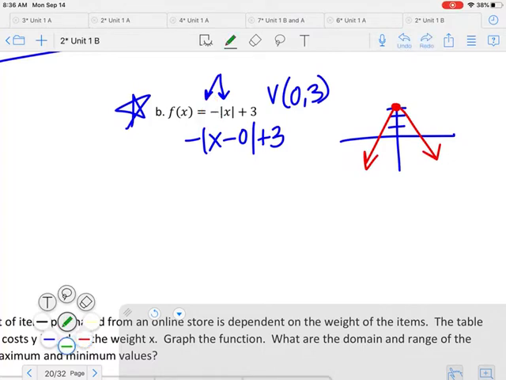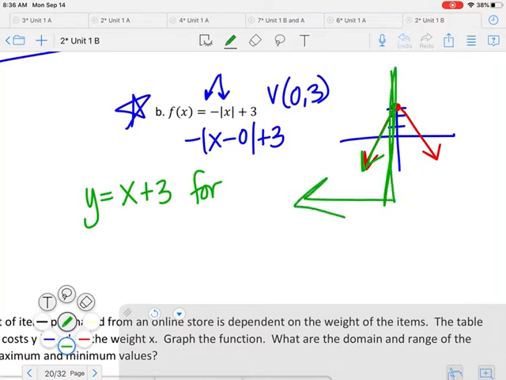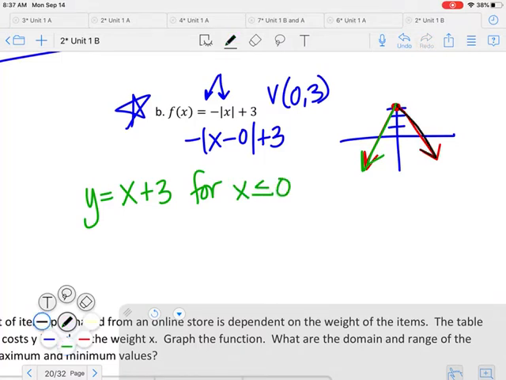So let's look at the leg on the left. Y equals, that is a positive slope, 1x or just x plus 3, and its domain is less than 0. It's on the left side of 0. X is less than or equal to 0. And now the leg on the right, y equals, that is a negative slope, negative x plus 3. And its domain is on the right hand side. X is greater than 0.